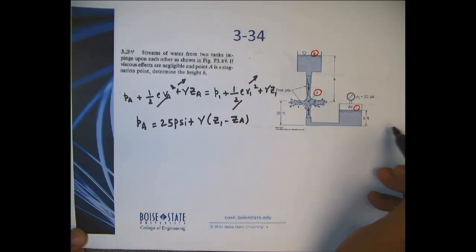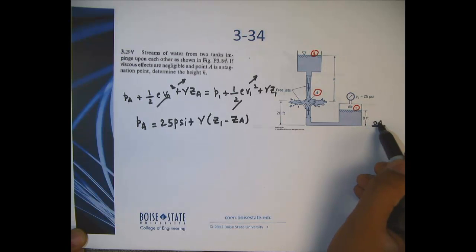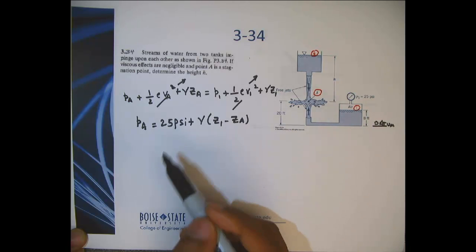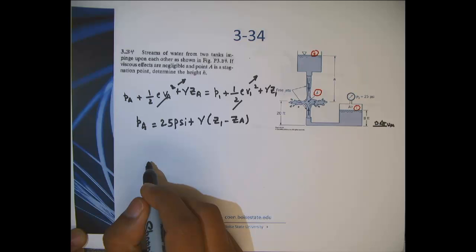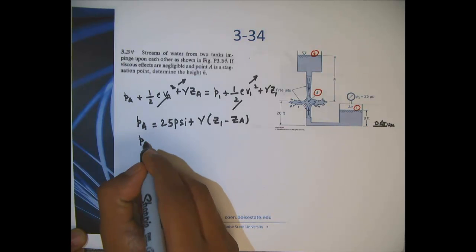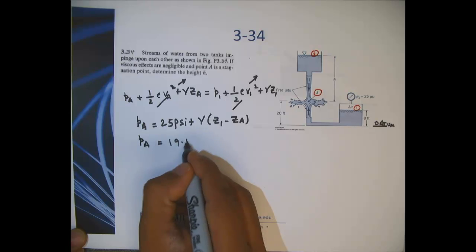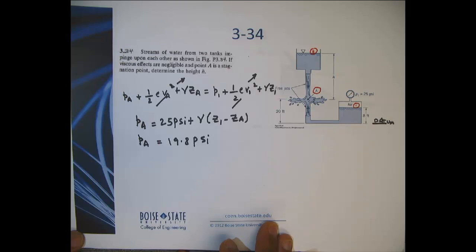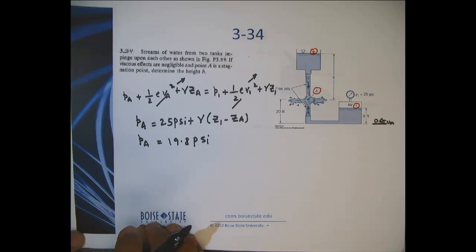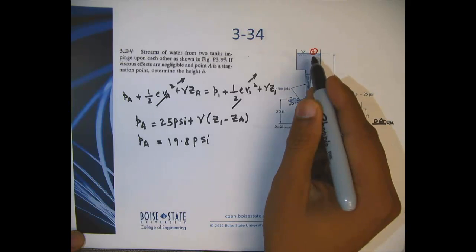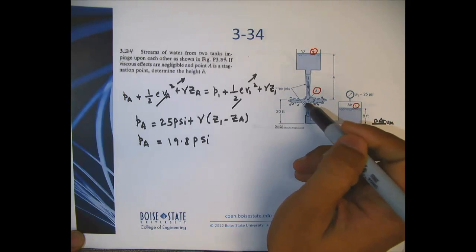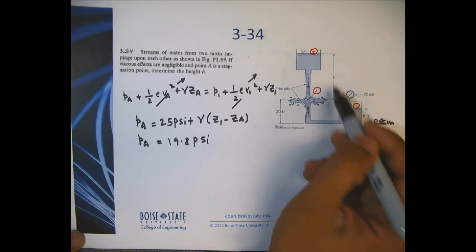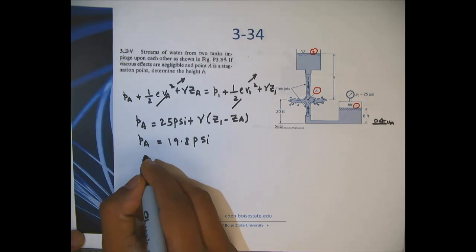Z1, if I have the datum here, this is my datum. Z1 will be 8 feet. ZA is 20 feet. Make sure you convert them to inches, whichever units you prefer. So you should end up with PA to be 19.8 psi, pounds per square inch. So now that we know that, we can probably try to draw a streamline going from 2 to A and apply our Bernoulli equation. And you see that the only unknown would be this height h there. So we'll see how that happens.